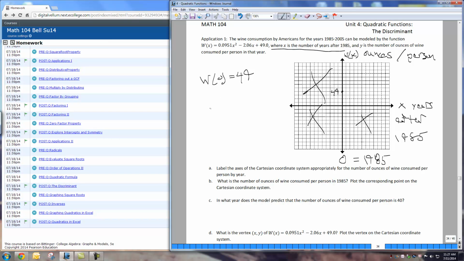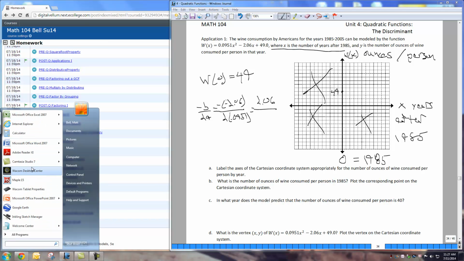Now let's find the vertex, which is going to be negative b over 2a. So that's negative 2.06 divided by 2 times 0.0951, which equals, a negative of a negative is a positive, so that's 2.06 divided by that. Let's do it in our calculator.